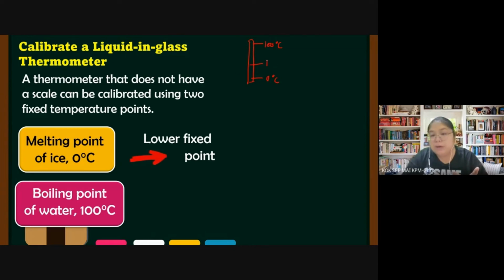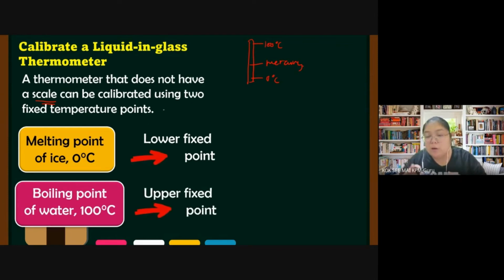Normally we use mercury. A thermometer that does not have a scale can be calibrated using two fixed temperature points. We can only use two fixed temperature points for the liquid, and that is the water. We use water as the standard because we know water is 0 when it freezes, and when it becomes boiling steam, it is 100. This is common knowledge for water.